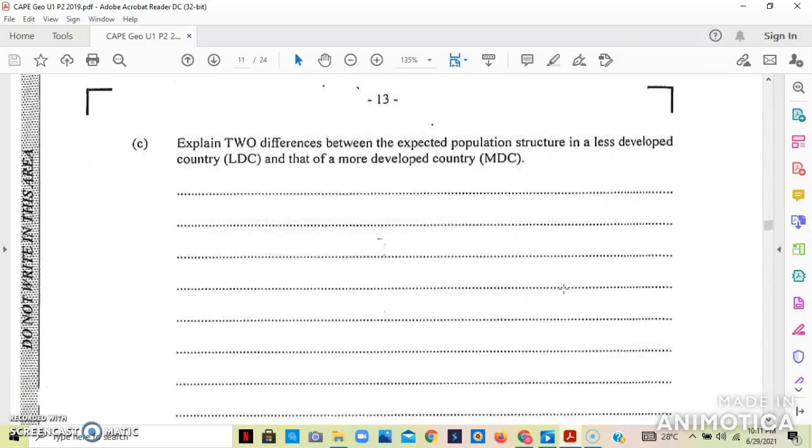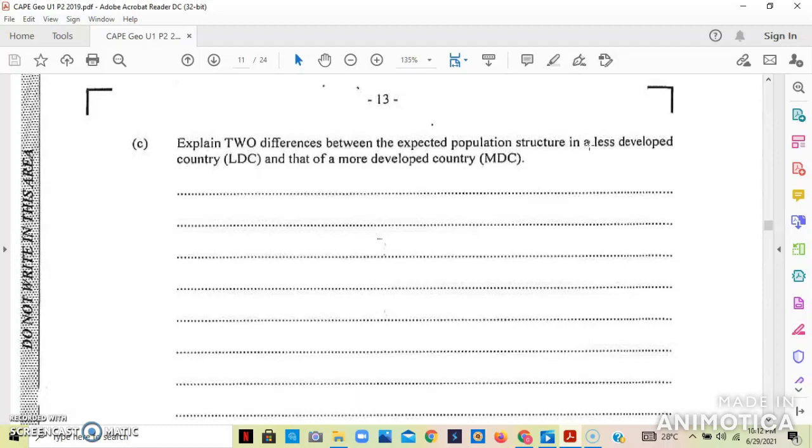Let's look at part C. Part C asks us to explain 2 differences between the expected population structure in a less developed country and that of a more developed country. Now, when we talk about the population structure, it looks at the age and sex balance in the given population, and it is usually displayed in a population or age-sex pyramid. Now we're going to look at the population structure for a less developed country.